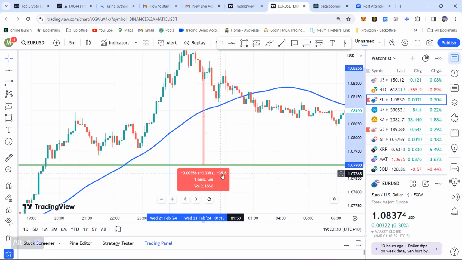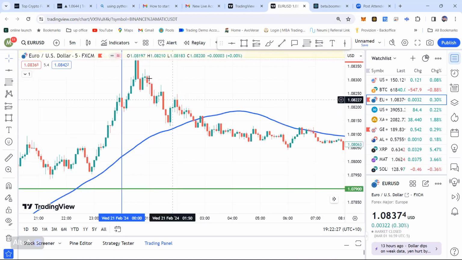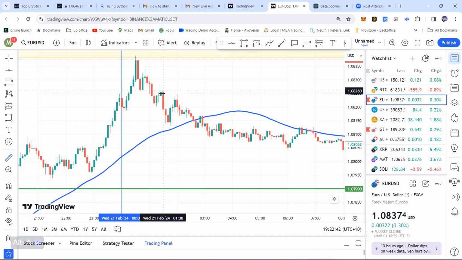is still 35 pips. So more than enough room to be trading on the lower time frames. And we're only on the 5-minute time frame here. So if you're on the 1-minute time frame, you could even do tighter trades.